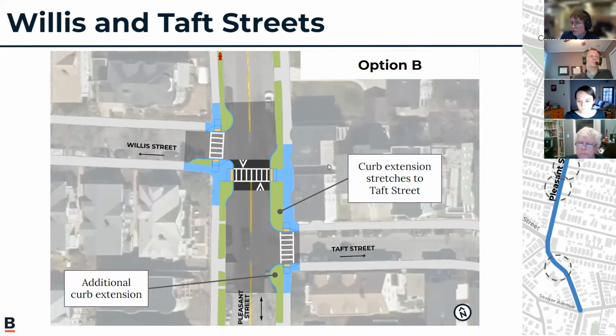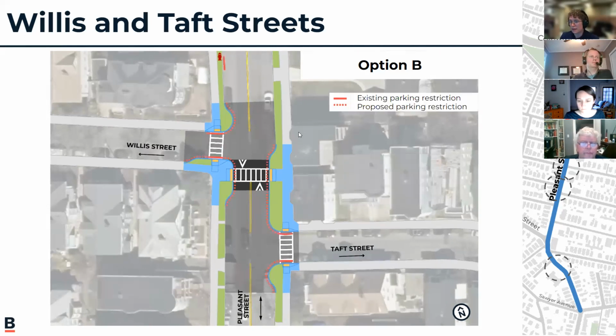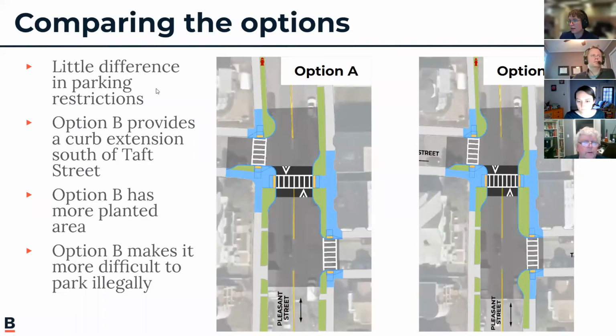The second option stretches that extension all the way down to Taft Street and also builds an additional curb extension, kind of mirroring it, south of Taft. And here you can see the parking restrictions that would be needed. And between the two, there's not much difference in terms of the parking restrictions. Option B does provide that curb extension south of Taft.